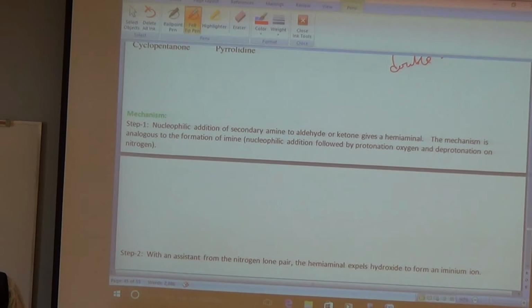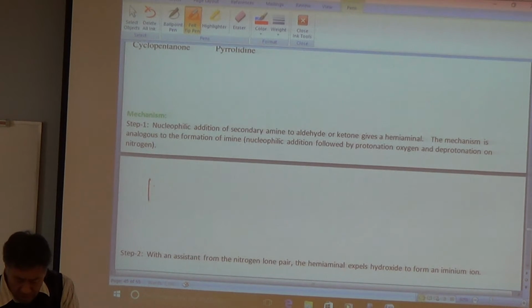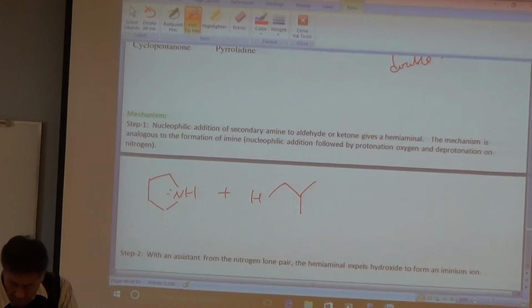Now to get the mechanism, the first step, we'll skip a few of the details, and we'll just write our, let's use this secondary amine as one example, NH, a lone pair on it, plus one carbonyl. In this example, we'll use an aldehyde.